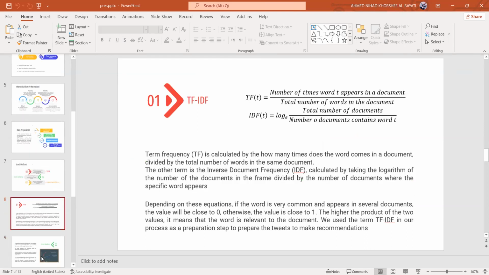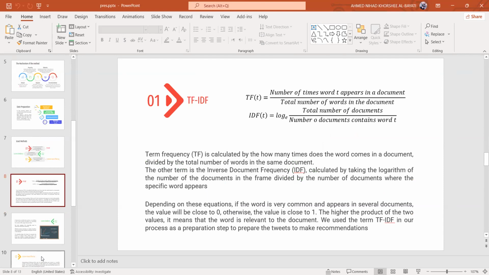Now, with the TF-IDF, the TF refers to the term frequency. Term frequency is calculated by how many times the word appears in a document divided by the total number of words in the same document. The other term, the IDF, means inverse document frequency, and it is calculated by taking the logarithm of the number of documents in the frame divided by the number of documents where the specific word appears.